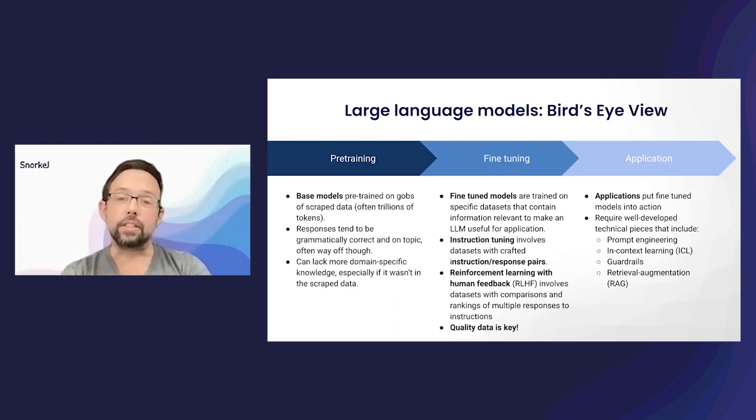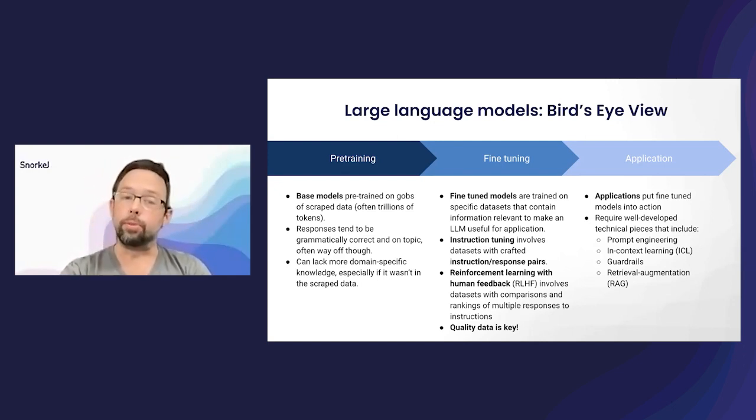When you put them into action and you prompt them to do things for you, the responses tend to be grammatically correct and on topic. But they can often be way off. They don't get the details of the prompt that you're trying to give them. They often also lack domain-specific knowledge, especially if it wasn't in the scraped data, which is going to be especially relevant to businesses that may have proprietary data that hasn't been scraped for said base model.